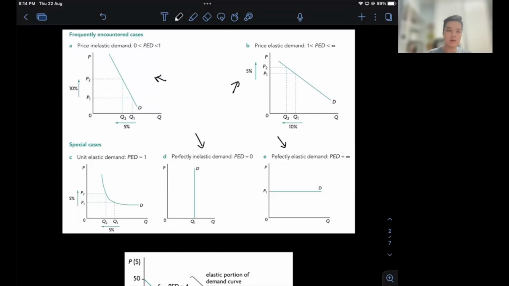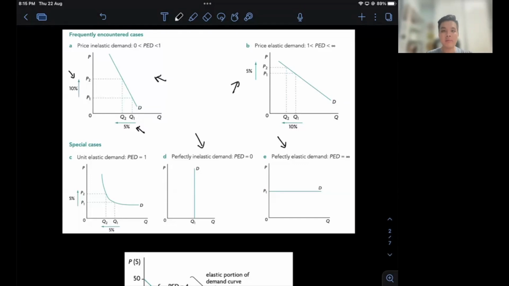In the first diagram on the left, diagram A, we see that a 10% increase in price from P1 to P2 only leads to a 5% decrease in the quantity demanded from Q1 to Q2. So what does this mean? Well, this means that the proportion of price increase is higher than the proportion of decrease in quantity demanded, which means that the overall demand for this particular good is inelastic. And using the formula above, the PED value is 0.5 because we took 5% divided by 10%. And this is why goods with inelastic demand have a PED that is below 1.